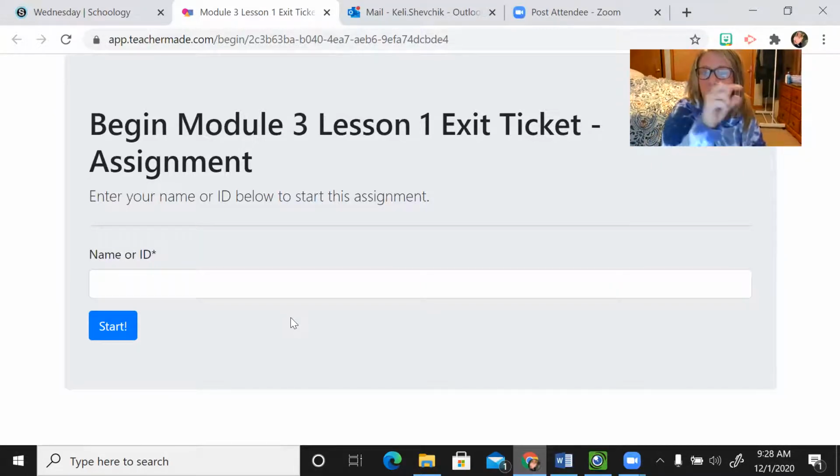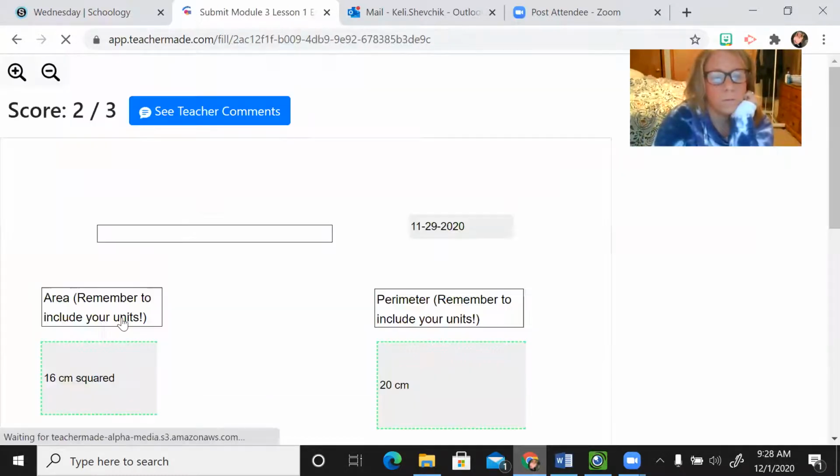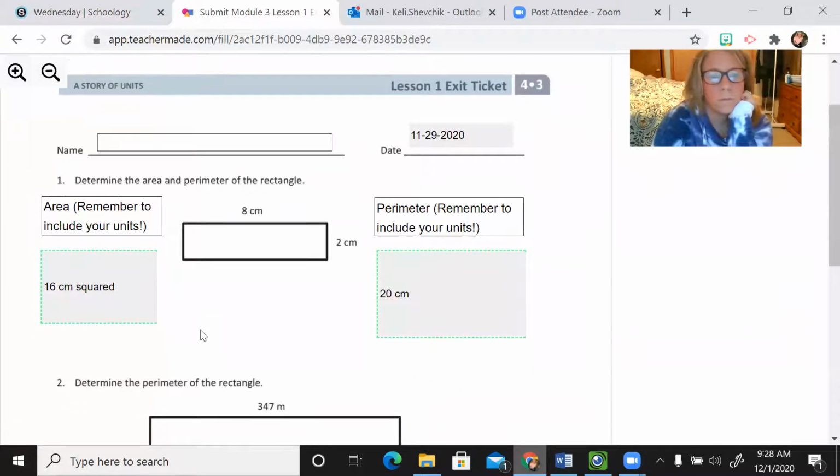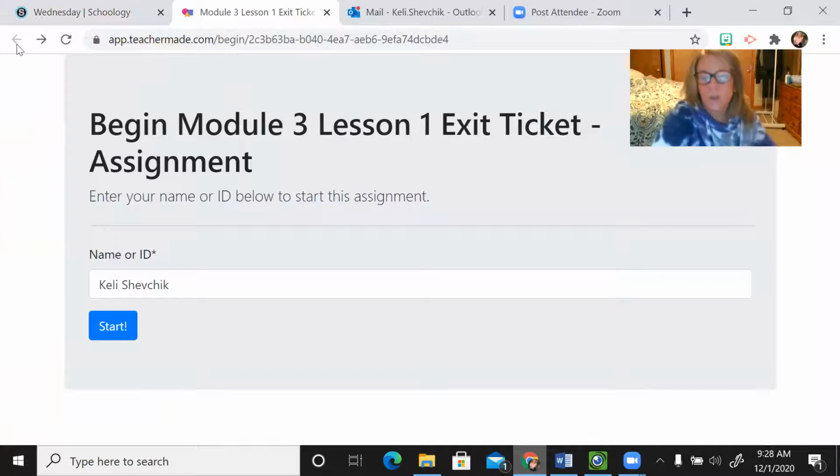You start with your name, and there's little boxes. I already took this one, so it has the answers in there, but there's little boxes for you to type your answer in. You can do work right in your exit ticket packet so you have it in case we have to review something if you're having trouble. That's what I would probably recommend. I would take your exit ticket packet and use this to solve. Then take your answers from this and type them into the electronic exit ticket.